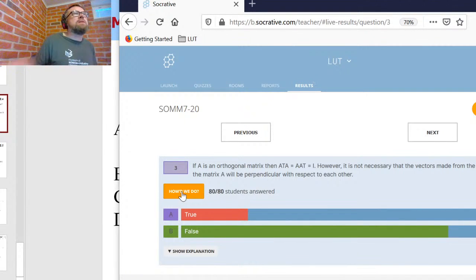Do we have another winner? Where is my mouse now? Here. Yeah, we have two winners. Let me see if I have even more than that. Okay, two winners. Very nice. So 90%. So yeah, false. If it is orthogonal, it means that it's perpendicular. That's what it means.